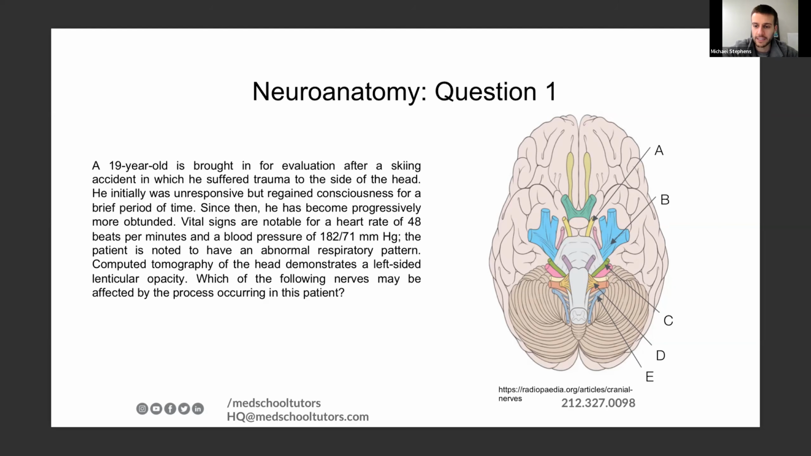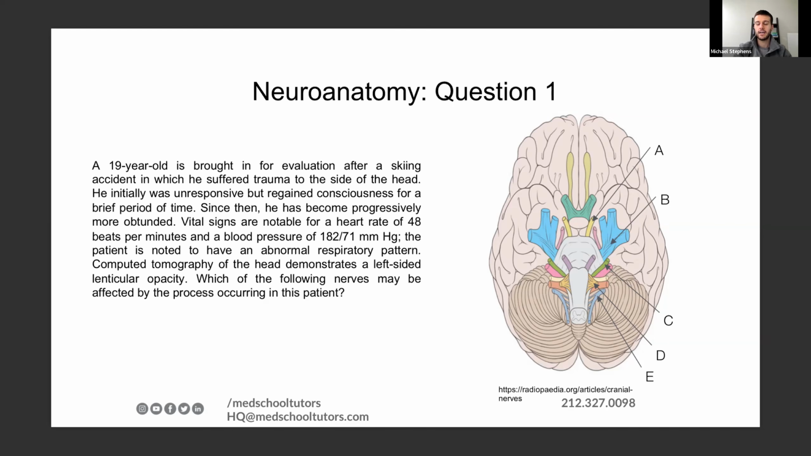Cushing's triad. Perfect. Exactly right. Cushing's triad. And so what nerve, so this is of course a schematic of the cranial nerves. What cranial nerve is going to be affected in an epidural hematoma? Perfect. Cranial nerve 3. It's exactly right.